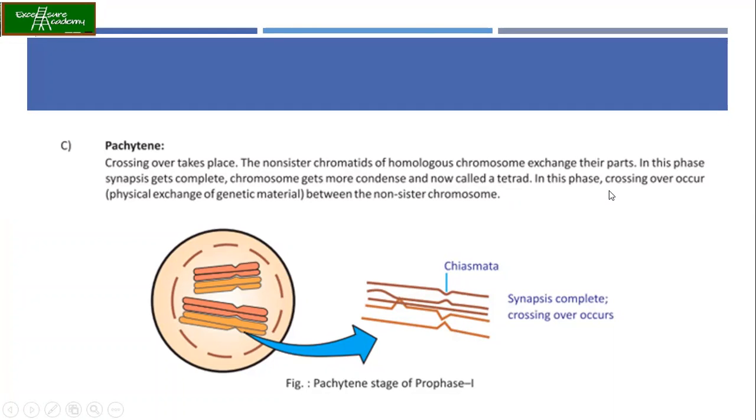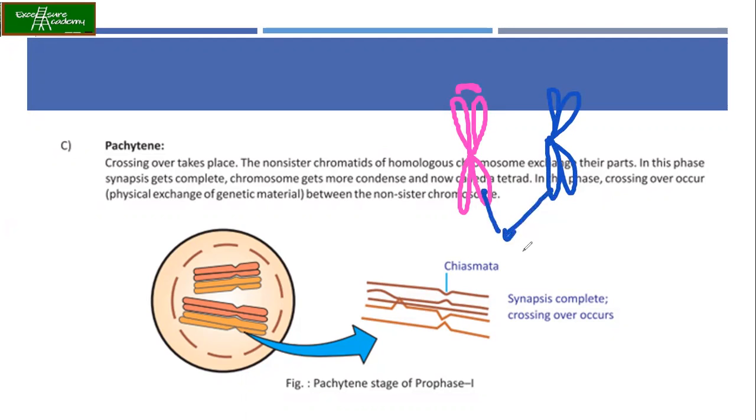In this phase, crossing over occurs, that is the physical exchange of genetic material. Like I have shown you, how a small piece of one chromosome is getting shifted to another. Now this is happening between non-sister chromatids. What does it mean? Again, these two are called sister chromatids. If you have another, it is happening between this and this. So that is called non-sister chromatids.